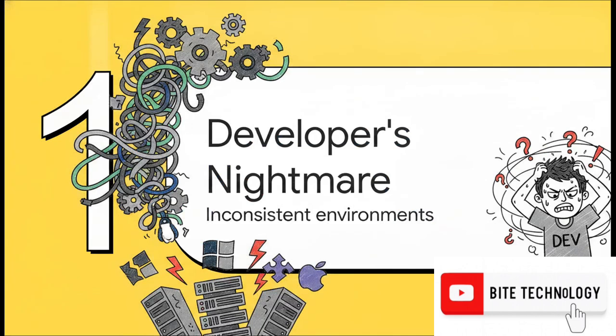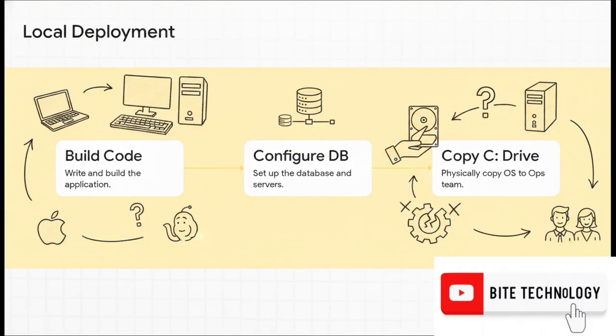Okay, let's start with part one, the developer's nightmare and the real pain of inconsistent environments. Seriously, think about the deployment process before we had modern tools. You write your code, you painstakingly configure your web server, set up your database, get the networking just right, and deal with all those underlying OS quirks. Now, how do you hand that exact setup over to your testing or operations team?